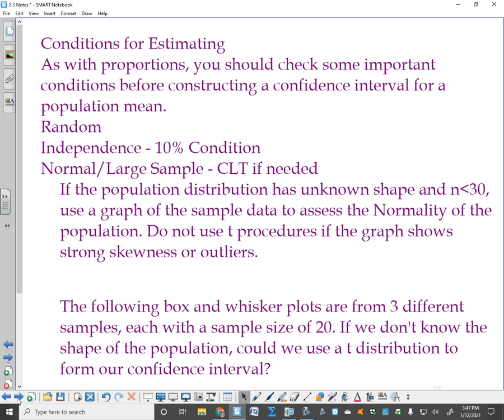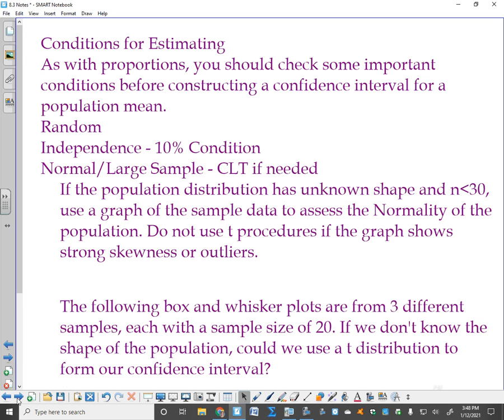If the population distribution has an unknown shape and your sample size is less than 30, if they give you actual pieces of data, like the original raw data, you're going to type this data into your calculator and graph it. You're going to graph it using a box and whisker. And you're going to look at that box and whisker and say, it is normal because it has no strong skewness or outliers. And you're going to write both of those things. So you're going to say normal, graph shows no strong skewness or outliers.